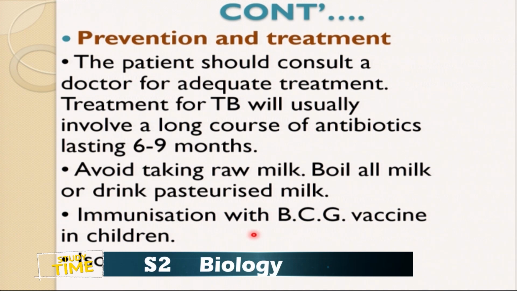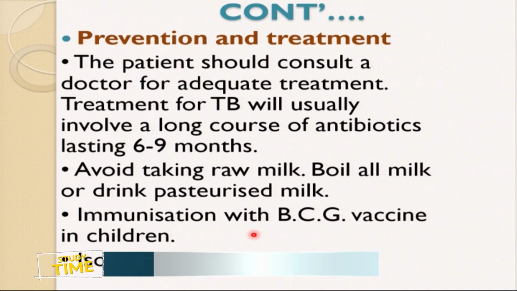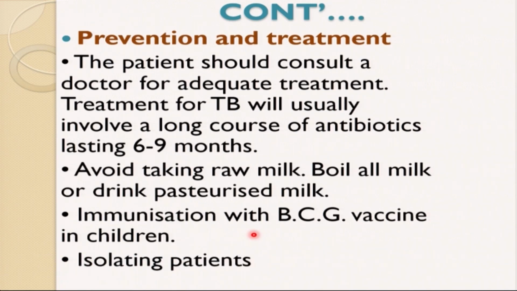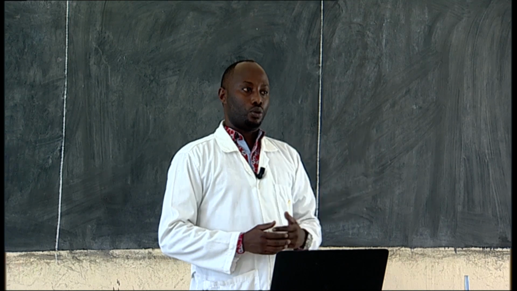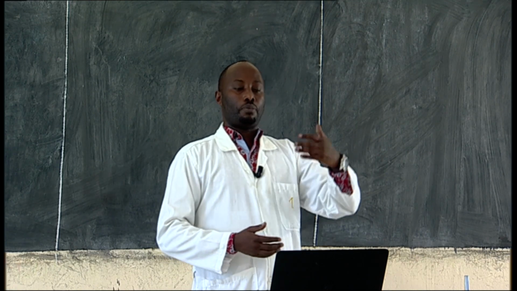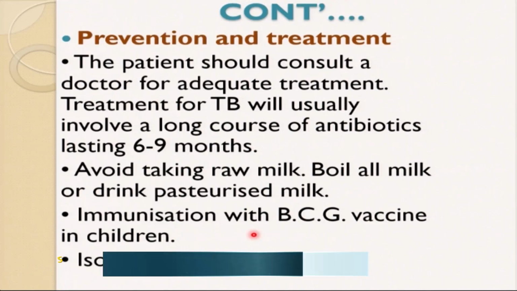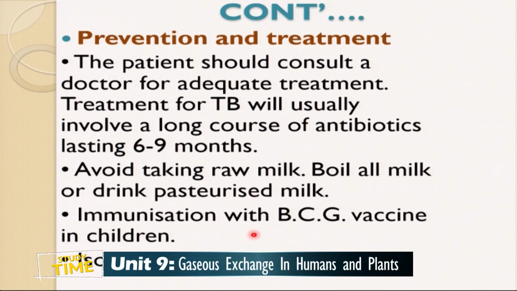Immunization, you have to use immunization, which is BCG, as a vaccine, especially in children who are underage. They have to be immunized or vaccinated by BCG. You also have to isolate the patient from the rest of the people, because if you don't, they are easier to be contaminated or to suffer from tuberculosis.